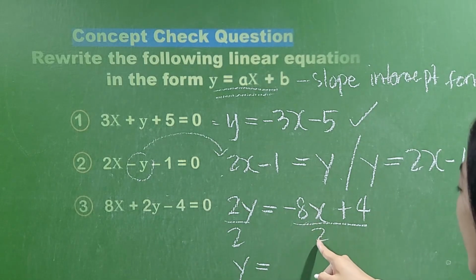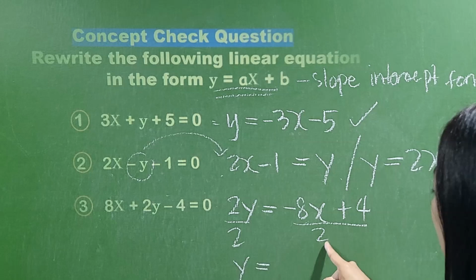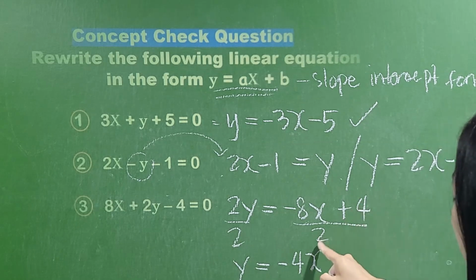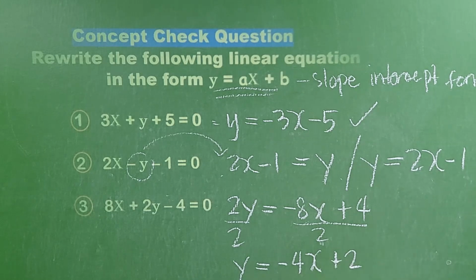So negative 8 divided by 2 would be negative 4. So we have negative 4x, and 4 divided by 2 is 2, plus 2. So y is equal to negative 4x plus 2. So this is now in slope-intercept form.